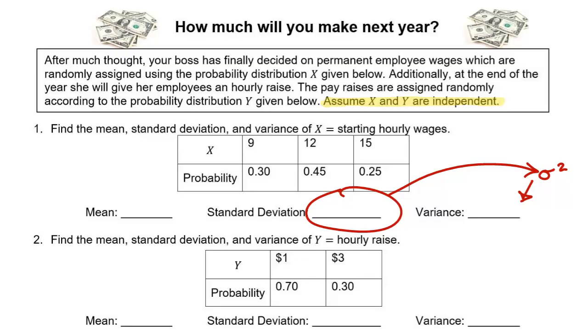Once you find the mean and the standard deviation, using the lists in the calculator, you're going to take the number for the standard deviation, whatever number you write on this line right here, and you'll square it to get the variance.